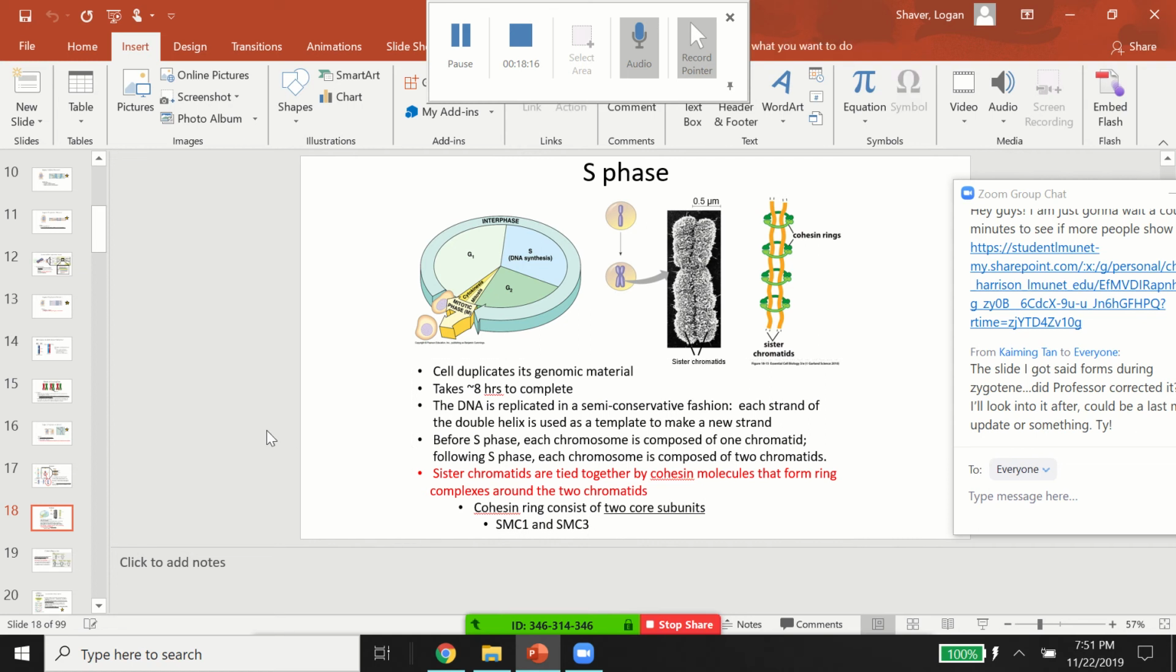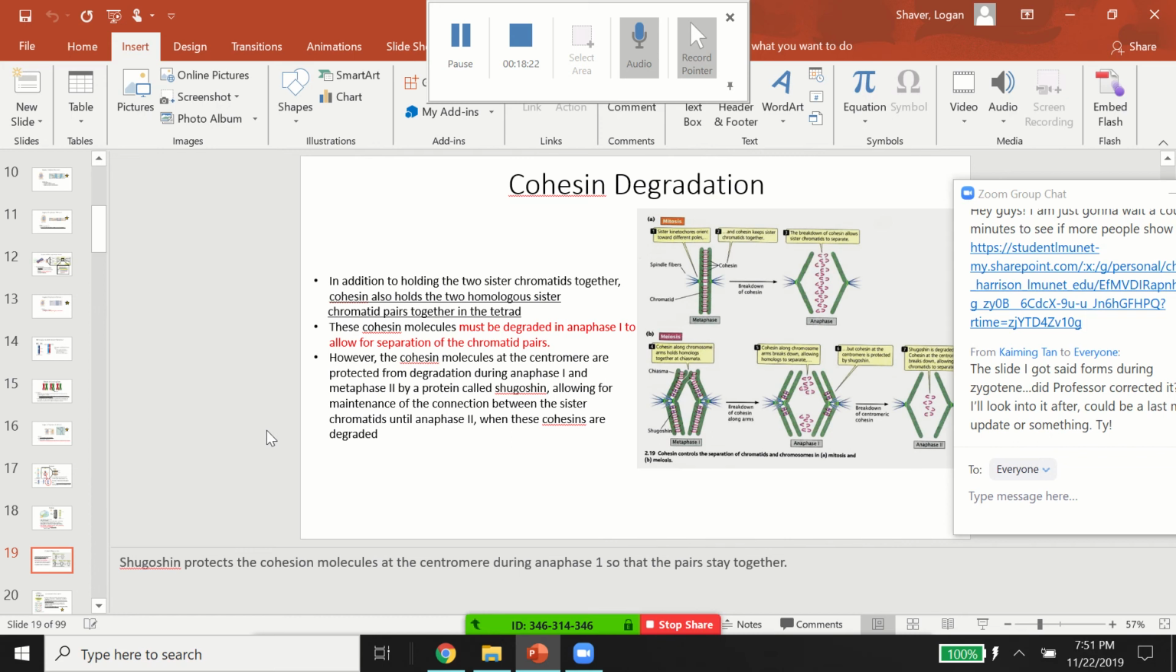Once again, I doubt they would ask it because it was on that one exam, but I decided to include it once again. It talks more about how you get rid of cohesin, basically. It just talks more and more details about that. Once again, probably low yield, but I decided to include it just in case.